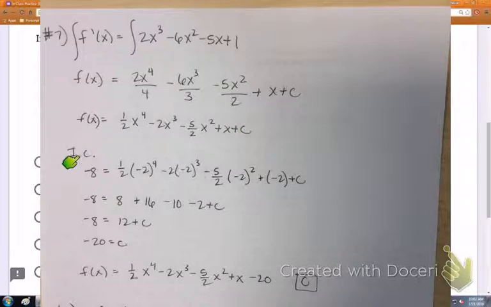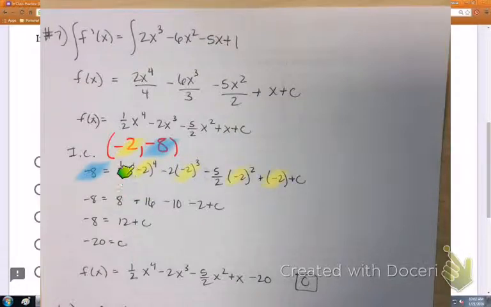And then I used my initial condition. So remember they gave me that initial condition that said, when x equals negative 2, y should equal negative 8. So I plugged that in. I said, okay, negative 8 goes here. And I said negative 2 goes in all those places. And then I just simplified.